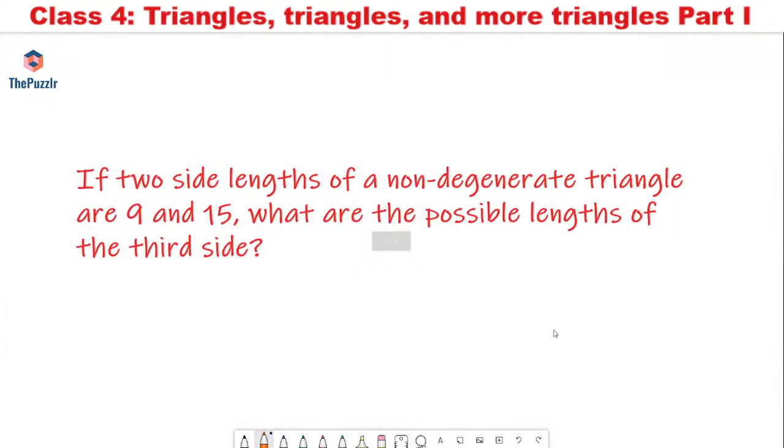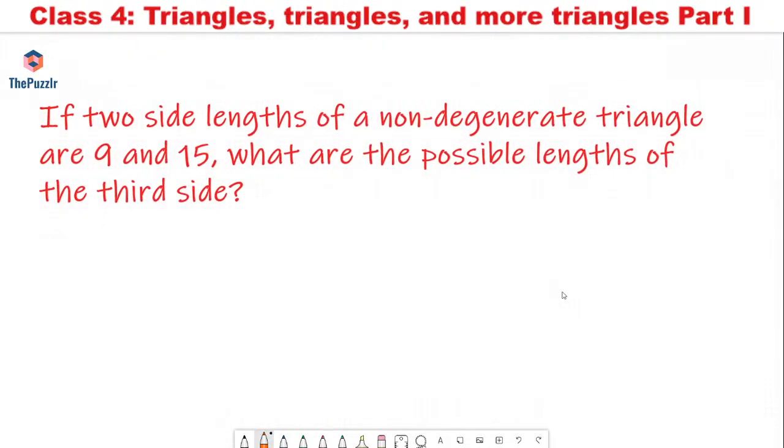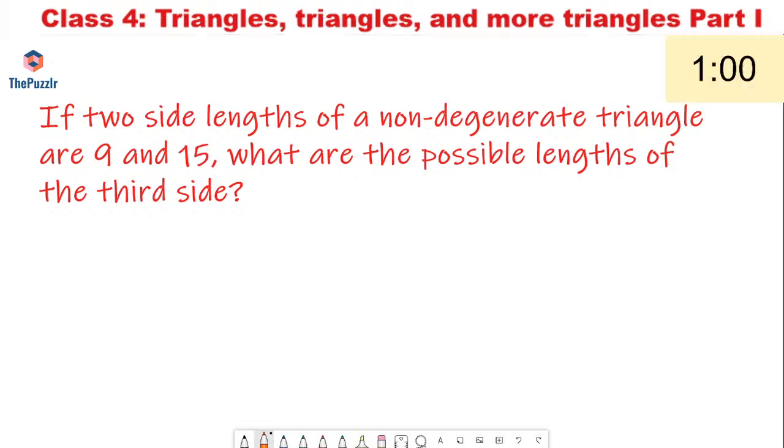So for example, this problem right here, they specify that it's a non-degenerate triangle. If two side lengths of a non-degenerate triangle are 9 and 15, what are the possible lengths of the third side? So try using the triangle inequality here. What's the minimum? What's the maximum? Can it be everything in between the minimum and maximum?